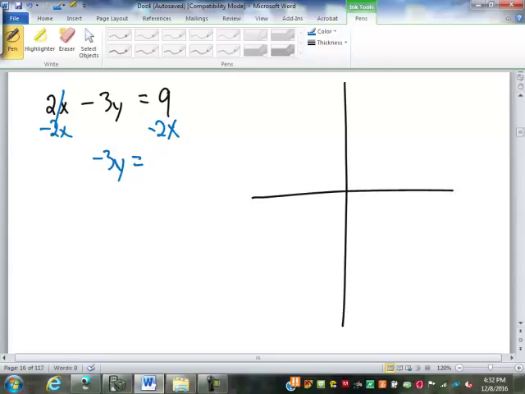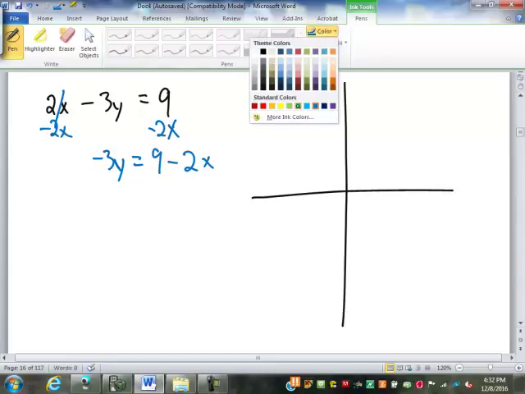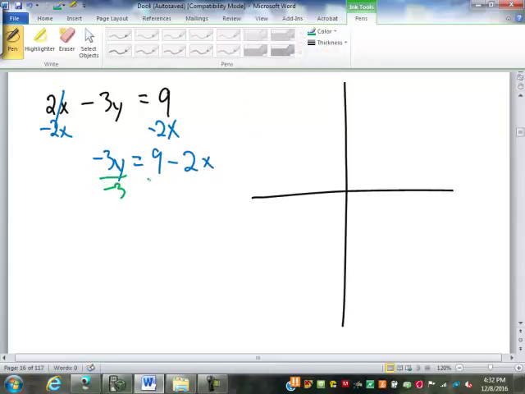Negative 3y equals 9 minus 2x. Good. What's next? Divide by negative 3. What do we get? Will it be plus or minus? Plus. Negative divided by negative will be a positive. 2x divided by 3 is 2 over 3 times x.